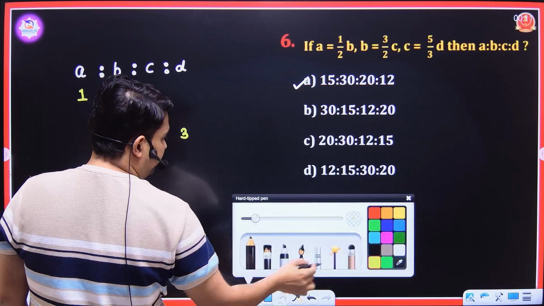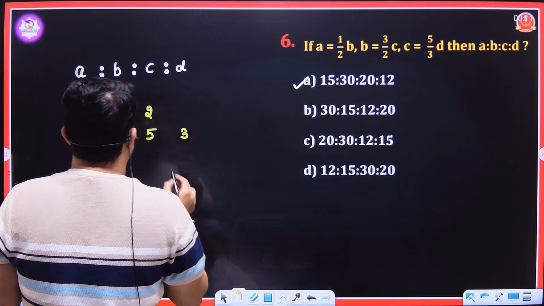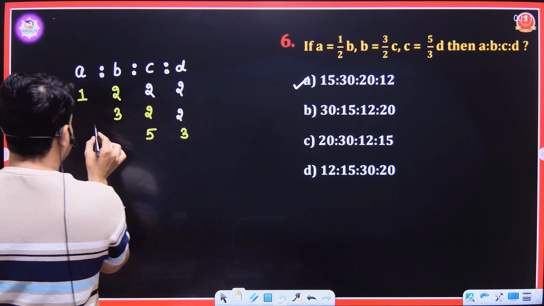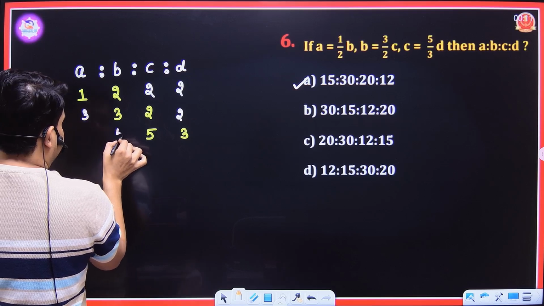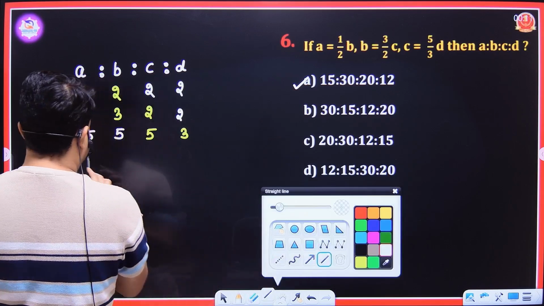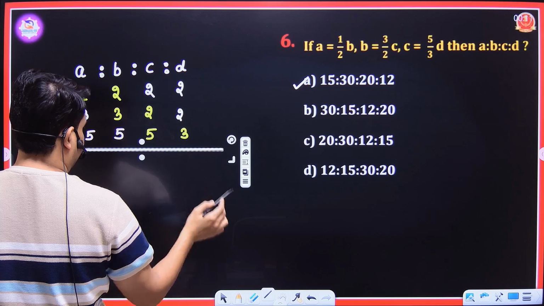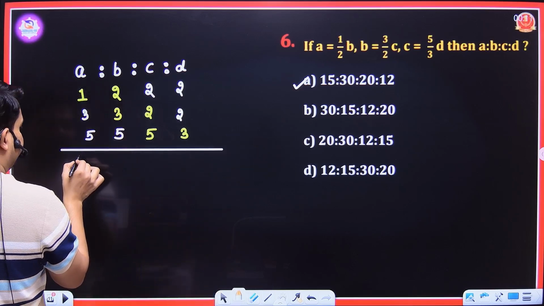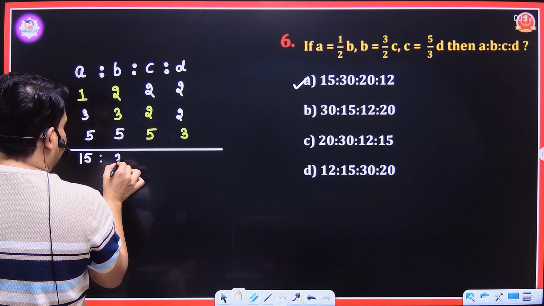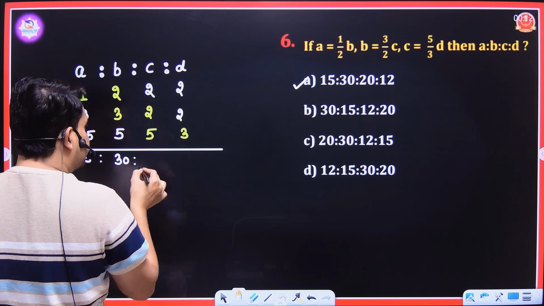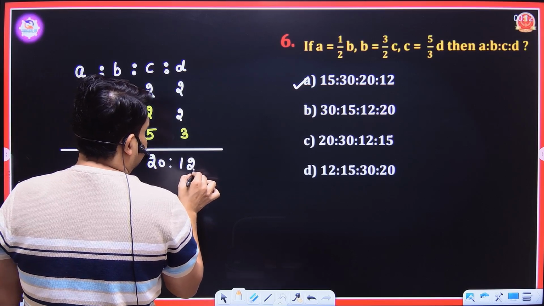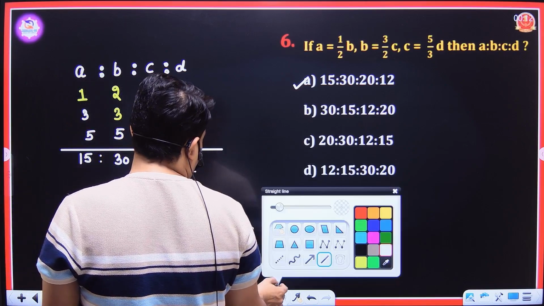Now you will fill the blank spaces. How? 2 is here, 2 is here, 2 is here. 3 is here, 5 is here, and 5 is here. So 5 times 3 is 15, 2 times is 30, 5 times 2 is 10, 2 times is 20, 3 times 2 is 6, 2 times is 12. This one is my answer. This is option number A. I have already ticked it.